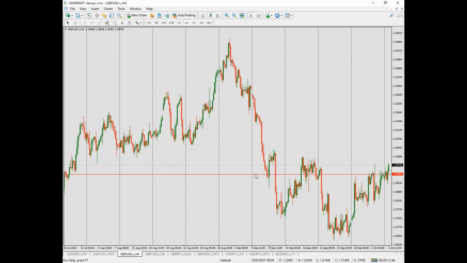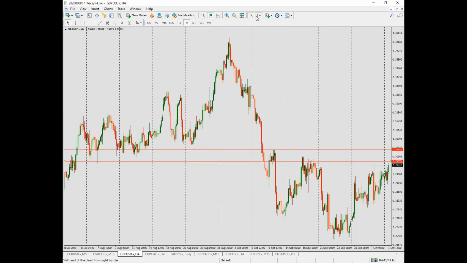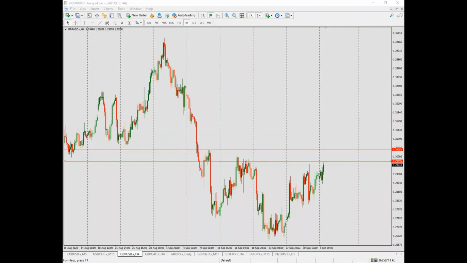So what was a supply before, after a while became a resistance zone. Okay, here it is. So again, originally this supply was the original level, then it became a resistance here, here, here. So at the moment, it's not a great level to look for a sell position, definitely not on the first touch.